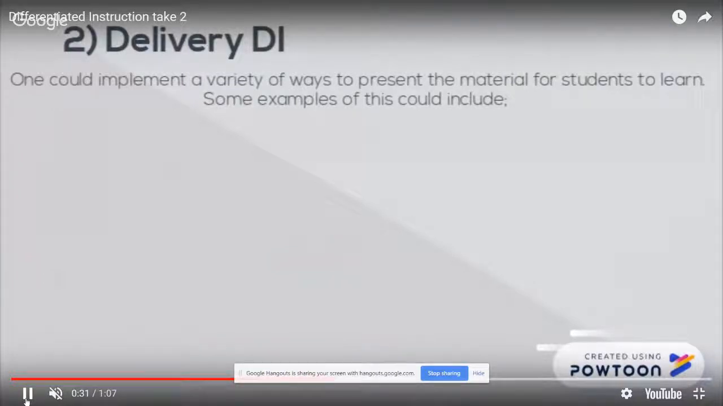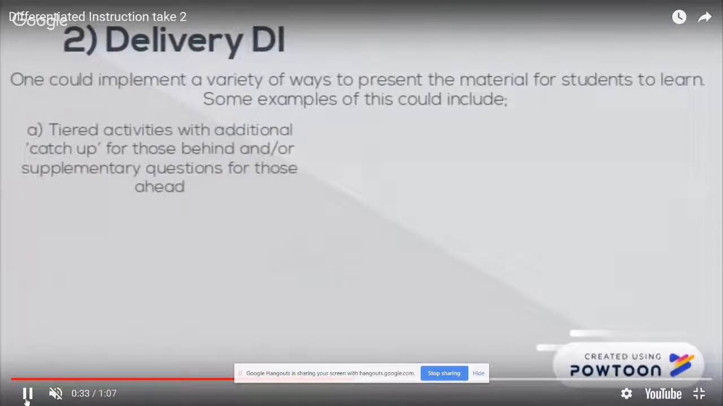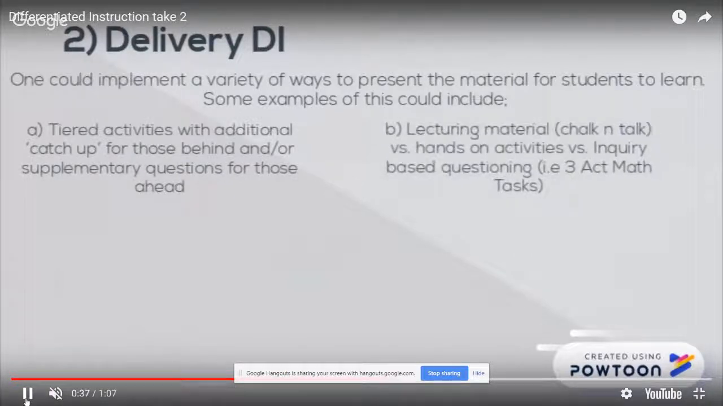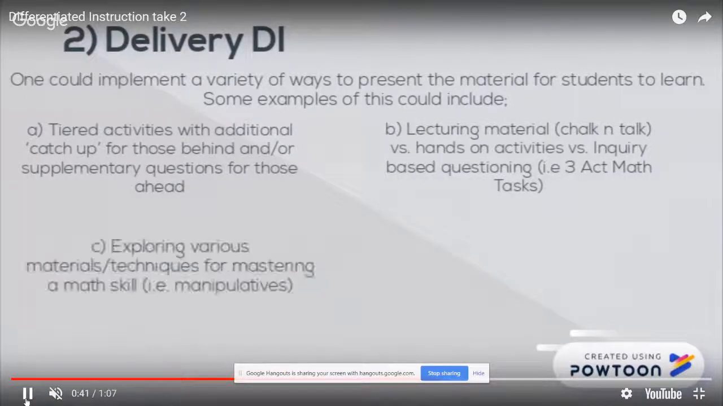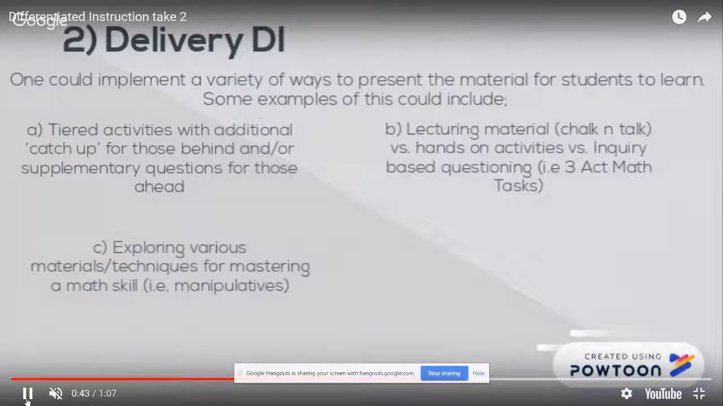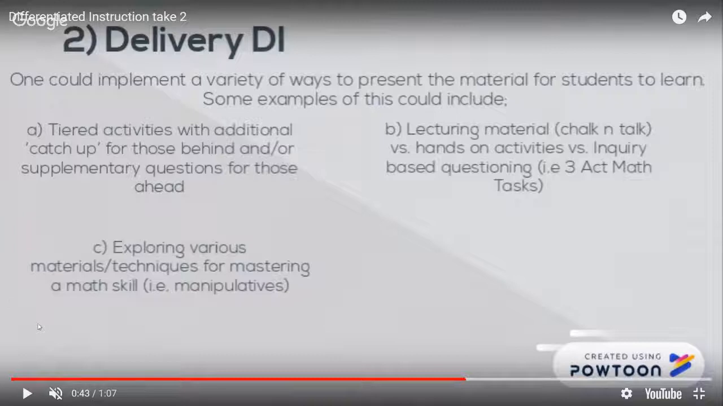So again, the delivery of differentiated instruction is that one could implement a variety of ways to present the material for students to learn. Some examples of this include tiered activities, with additional catch-up for those behind, and or supplementary questions for those ahead. Lecturing material, so chalk and talk versus hands-on activities versus inquiry-based questioning.